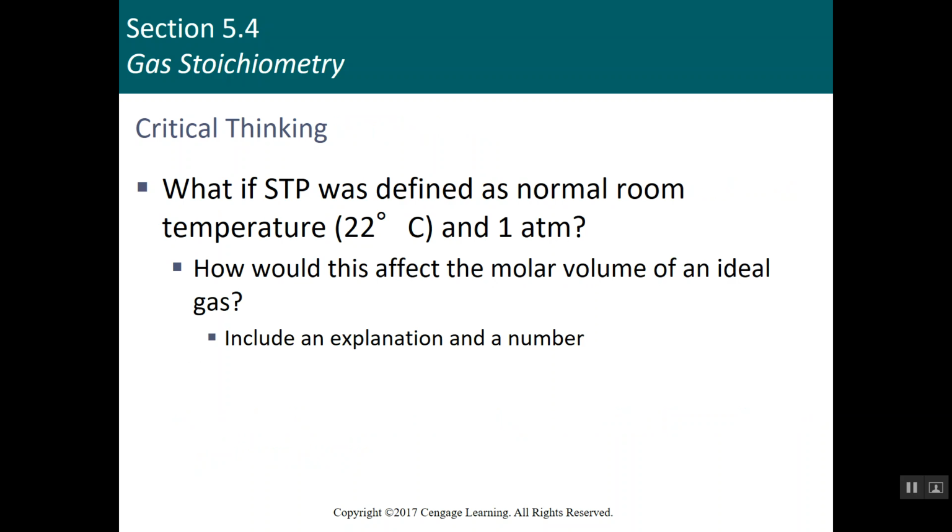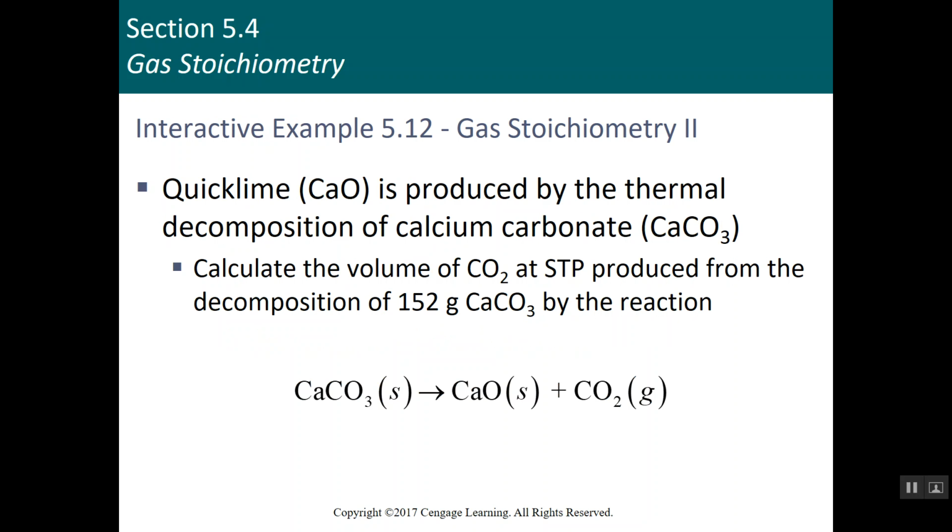What if STP was defined as normal room temperature and 1 atmosphere? How will this affect the molar volume of an ideal gas? Include an explanation and a number. This is a question you can think about, and you can actually calculate it if you have time. But what's going to happen is you're going to increase the temperature, therefore the volume is going to be larger than 22.42. All right, so let's just jump right in.